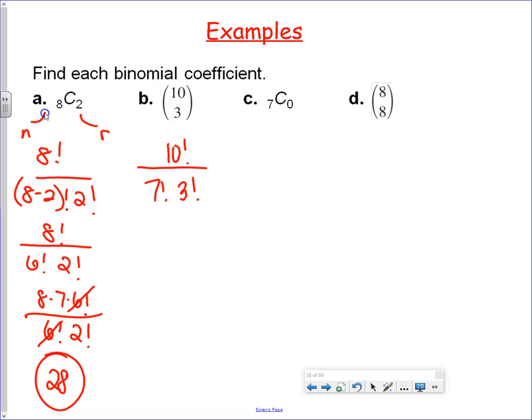Colby's just doing the big math facts. I like to break it down into little pieces. He's doing the big pieces. I could keep going.